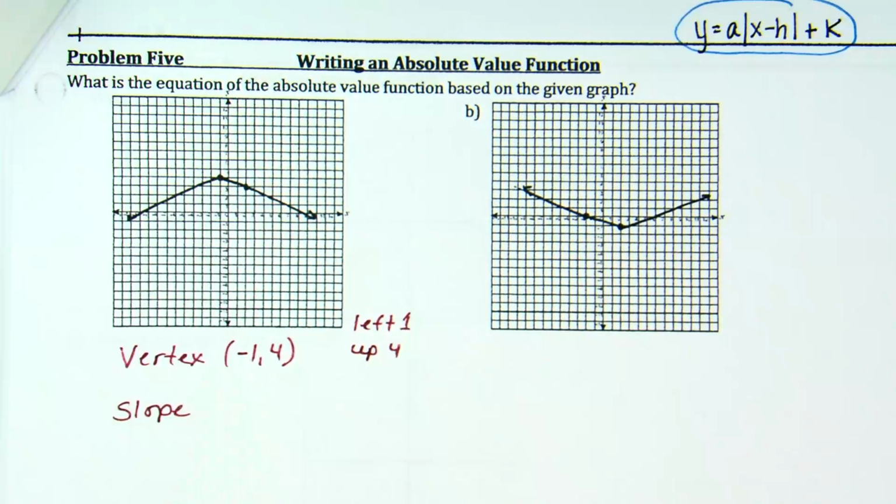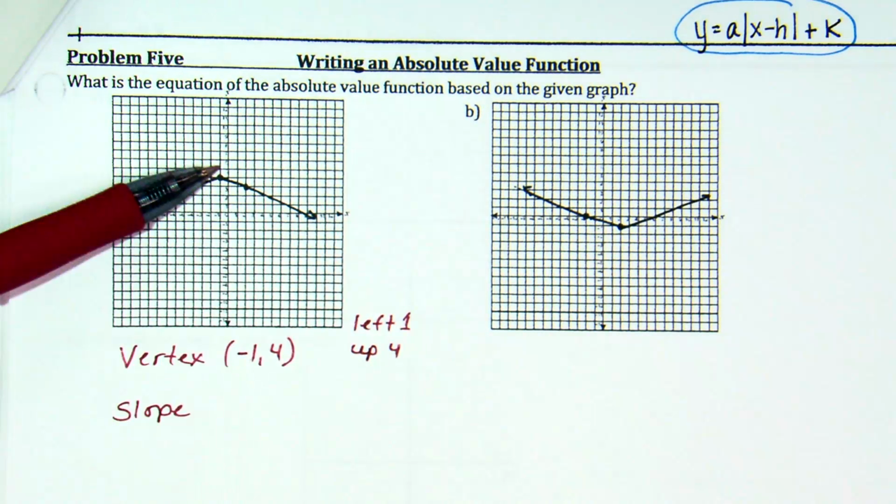So, any thoughts on slope here? What do you think, Jace? It's going to be a negative graph. Okay, so this A value is going to have to be negative because my graph is upside down. And here's my thought: always use the right branch, because if I do the right branch here, I'm going to have a negative slope, yes?